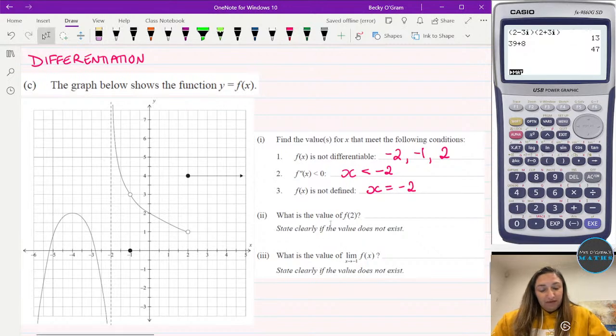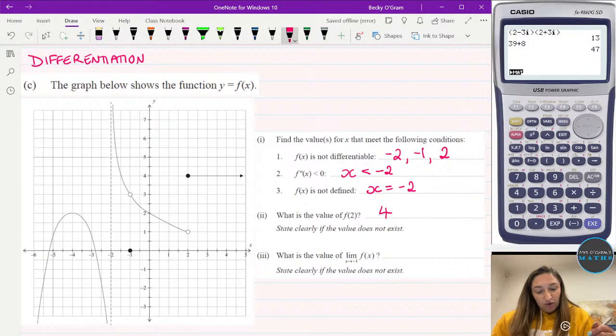Part 2, what is the value of f of 2? So looking at x equals 2, we're looking for the portion of the graph. The only confusion might be between these two here. Do I take this one or that one? Well, we always take the coloured in ones. An open circle means the value is not there. We have to look for the coloured in one. So at x equals 2, our value is 4.